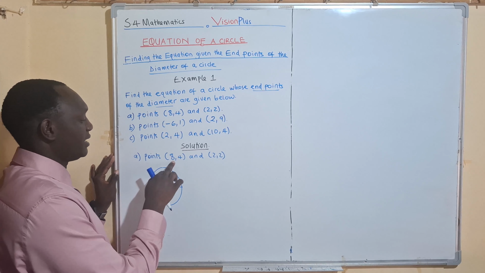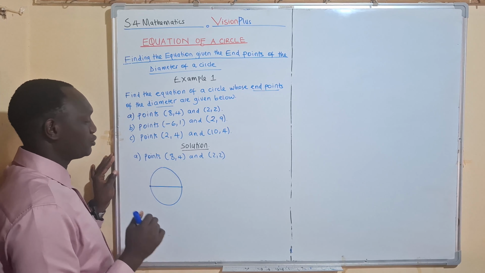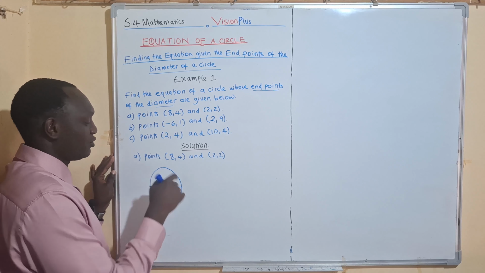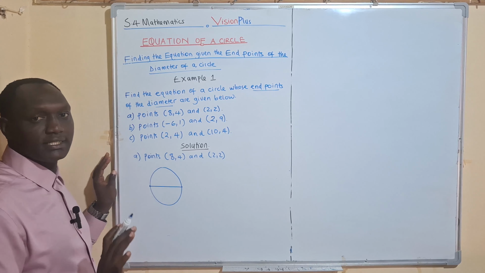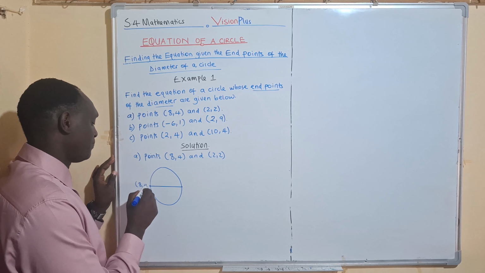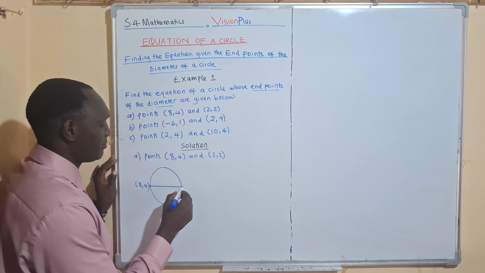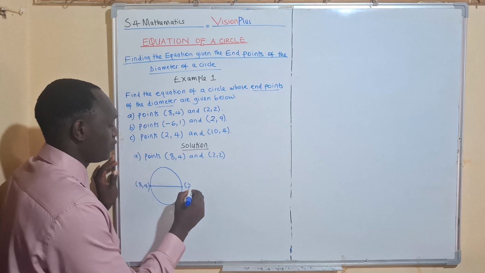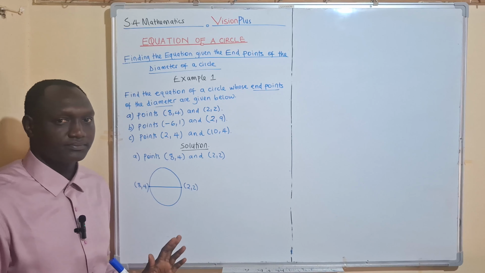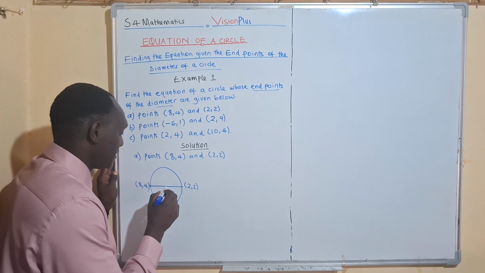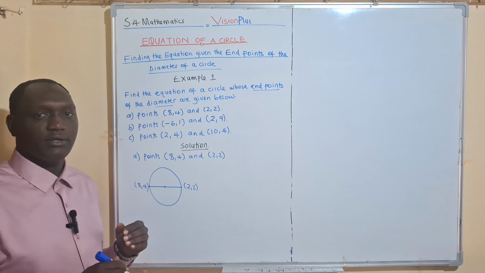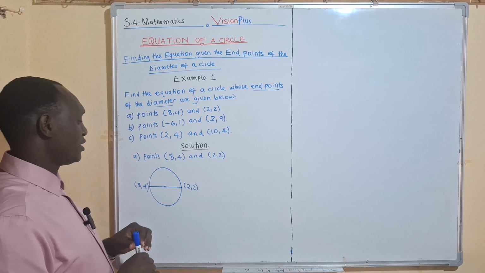Now, the endpoints are (8, 4) and (2, 2). You choose. If you want to put (8, 4) here, you can put it. If you want to put (8, 4) here, you can put it. There's no problem. So I'm going to put it on this side. I'm going to put here (8, 4) as this point, and the other endpoint, I'm going to put (2, 2). These are the endpoints of the diameter in this manner. Remember, the diameter has to pass through the center. That is the only condition for which it will divide the circle into two equal parts.